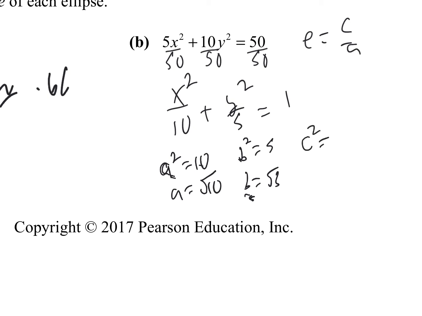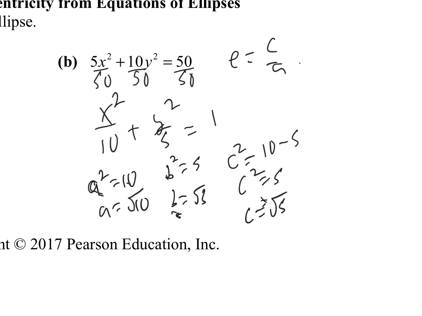C squared is 10 minus 5, which is 5. So C is the square root of 5, plus or minus if you need them both. So that will give me square root of 5 over A, and be careful, the A is not 10. The A is square root of 10. Square root of 5 over the square root of 10 is the same thing as square root of a half, which is the square root of 0.5.